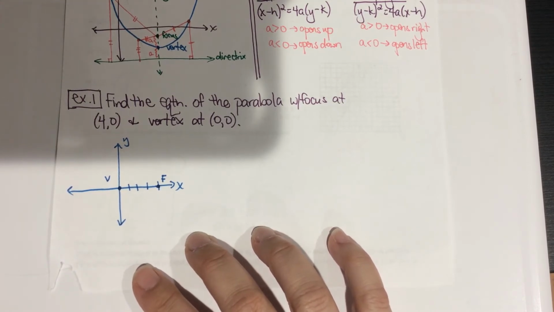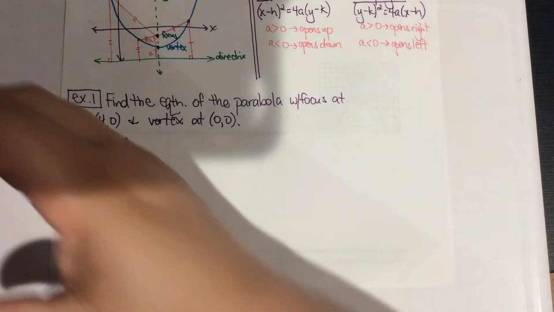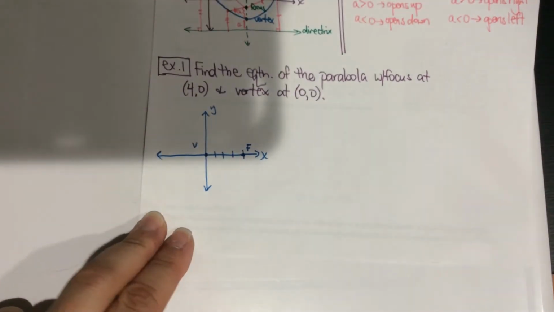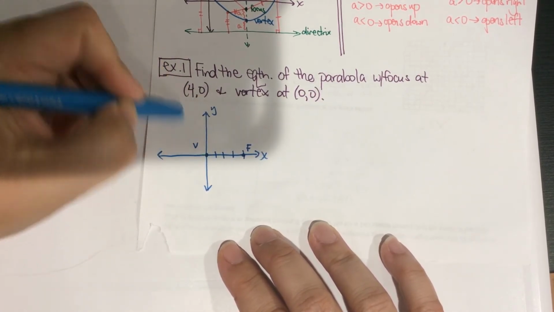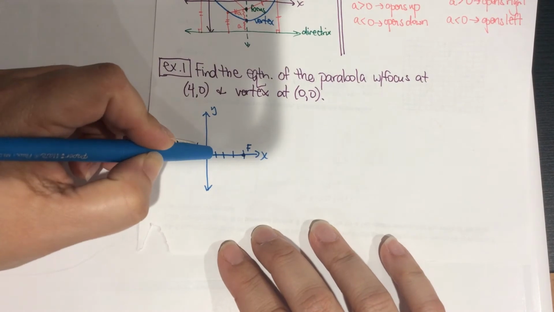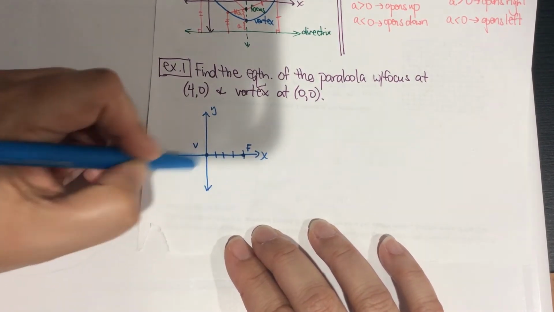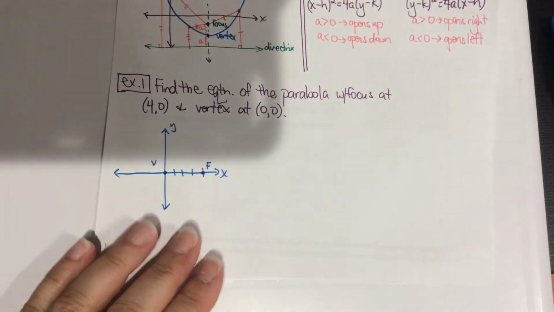Determine which direction it opens. That would be step 2. Which direction does it open? So now the focus has to be inside of the parabola, so it can't open to the right. It can't open up. It has to go through the vertex, right? The vertex is the point along the axis of symmetry. It can't open down. The focus has to be inside, so it opens to the right.